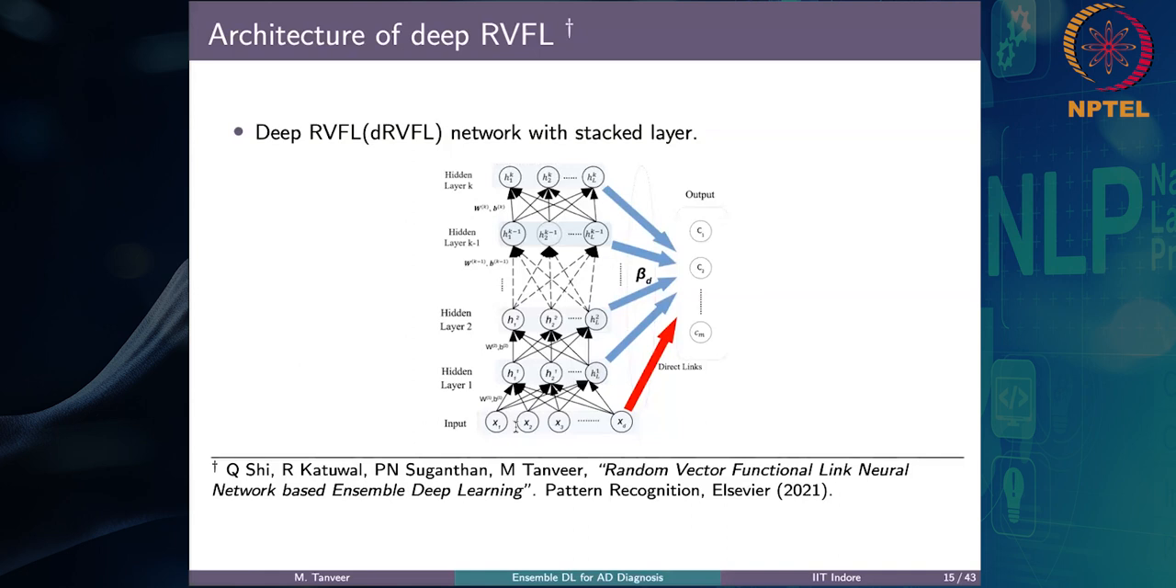So Sugandhan team and myself, we developed this idea in 2021, published in Pattern Recognition. The deep random vector functional link is an extension of the shallow RVFL network in the context of representation learning or deep learning. This network is characterized by a stacked hierarchy of hidden layers, as we can see in this figure.